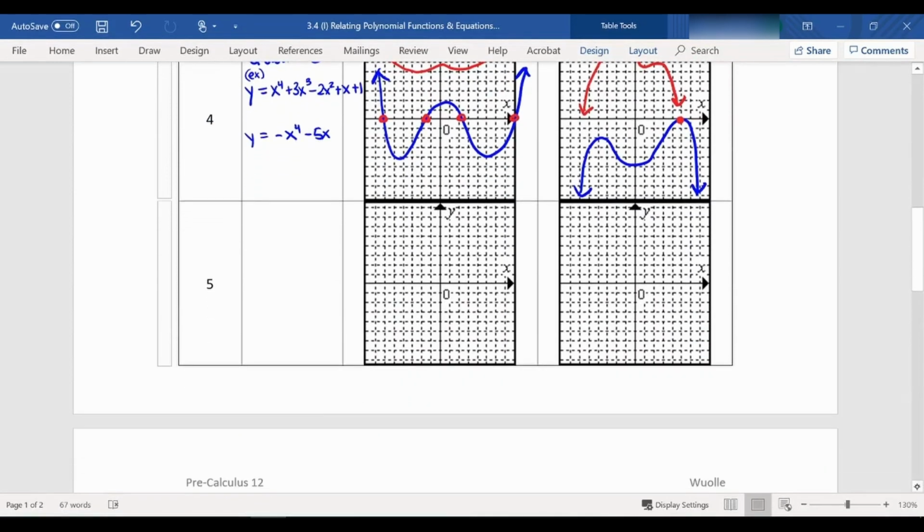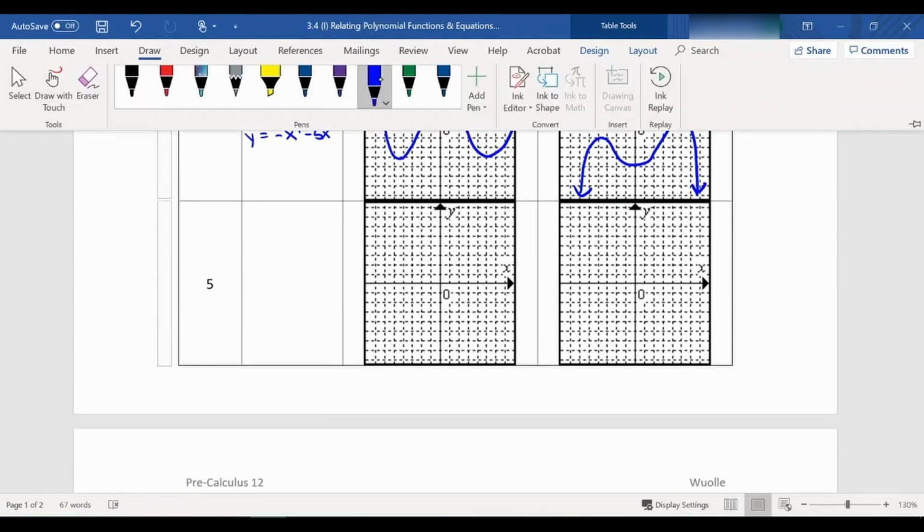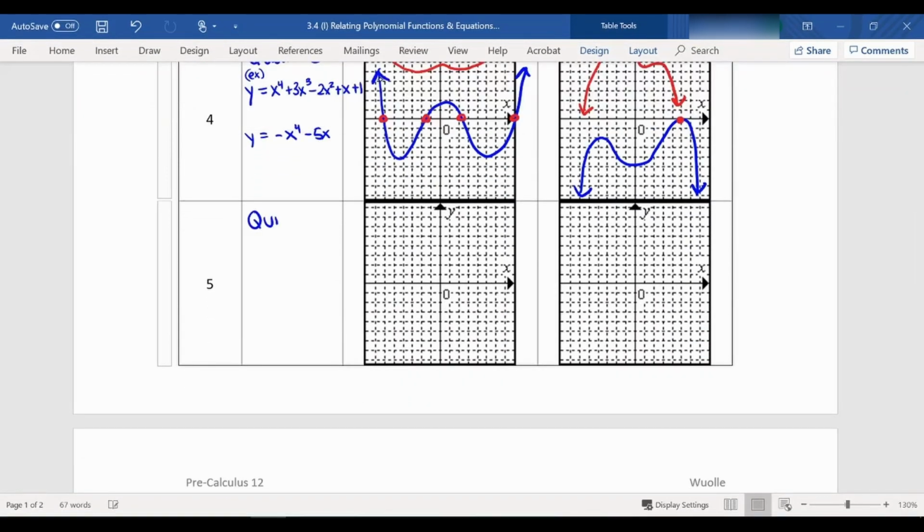And the last one that we're going to be looking at is going to be your quintic. And this means that your highest power of x is 5. So something like y equals x to the 5 plus 2x minus 3, or y equals negative x to the 5 minus x cubed plus 4. Those would both be quintics.